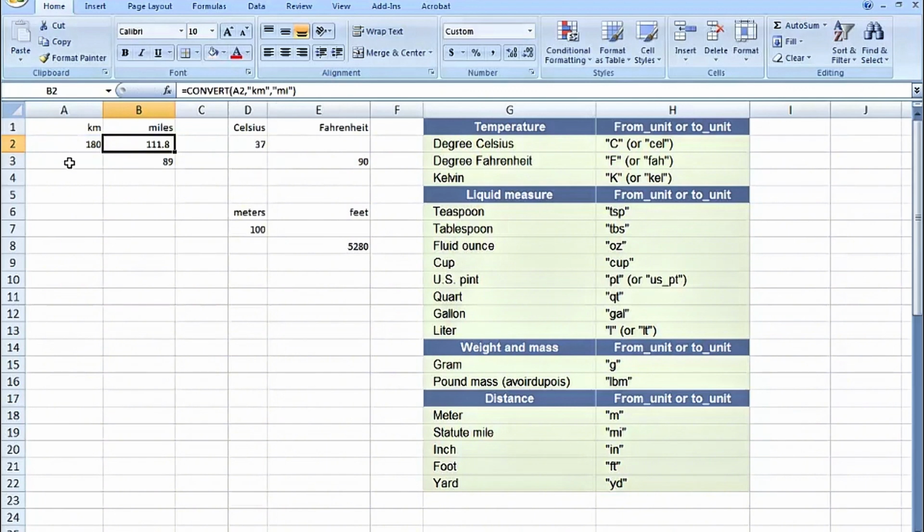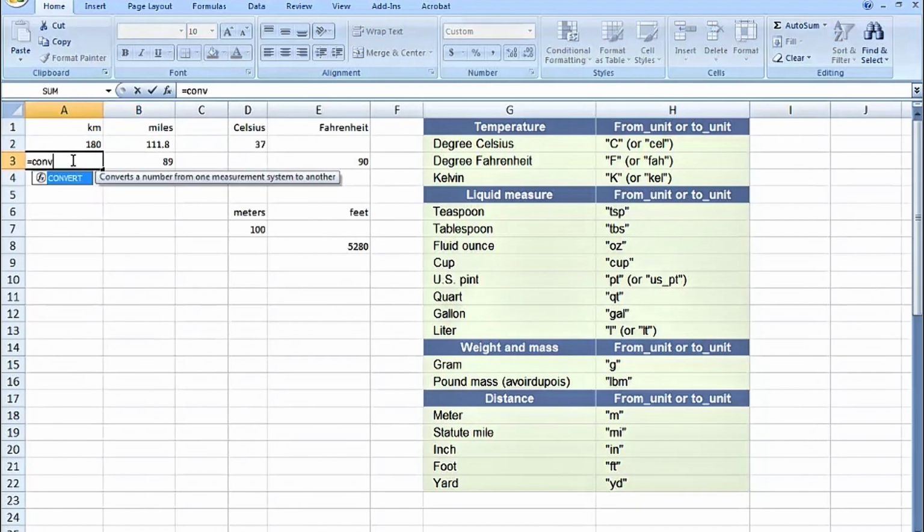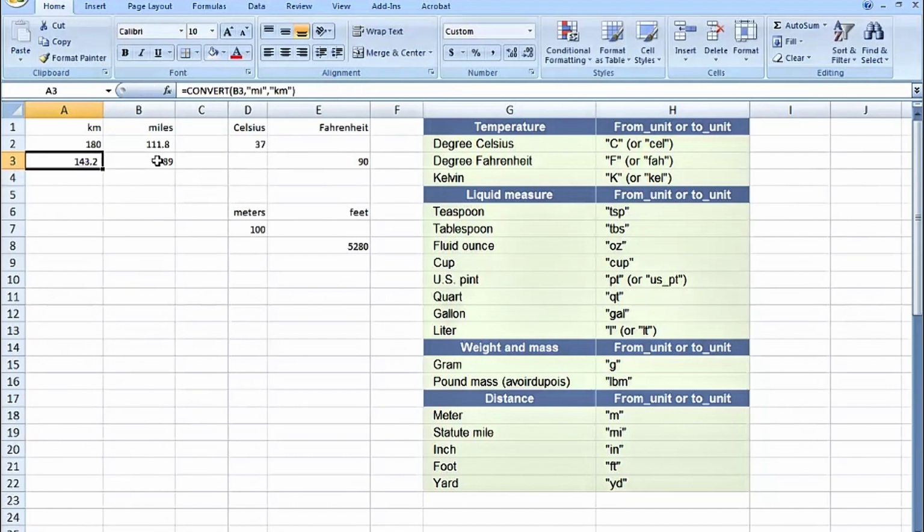And certainly from time to time, you'd want to go the opposite. So in the case here, a convert from these miles into how many kilometers, same general idea. And here too, having seen the first example, you'd know what to do. That's the unit of measure, comma, and it's in miles, double quote, mi, double quote, comma, we want to convert it to kilometers, double quote, km, double quote, we're all set. There we go, 143.2 kilometers is the equivalent of 89 miles.